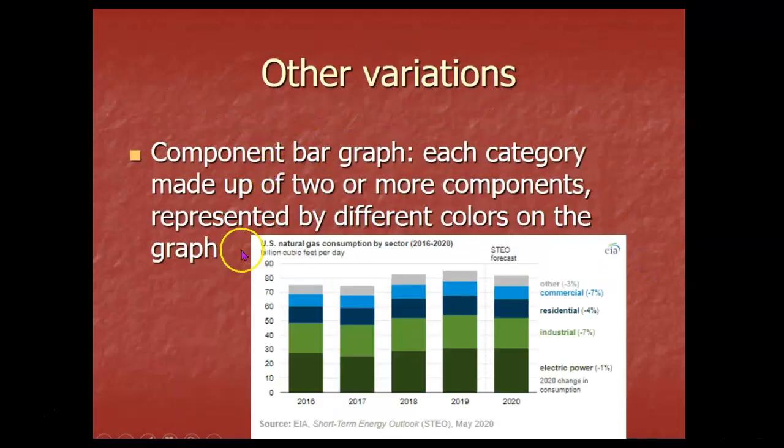And a component bar graph is where each bar, each category, is made up of 2 or more components. So it's like each bar is split into more than one part, and different colors are used to show the different parts.